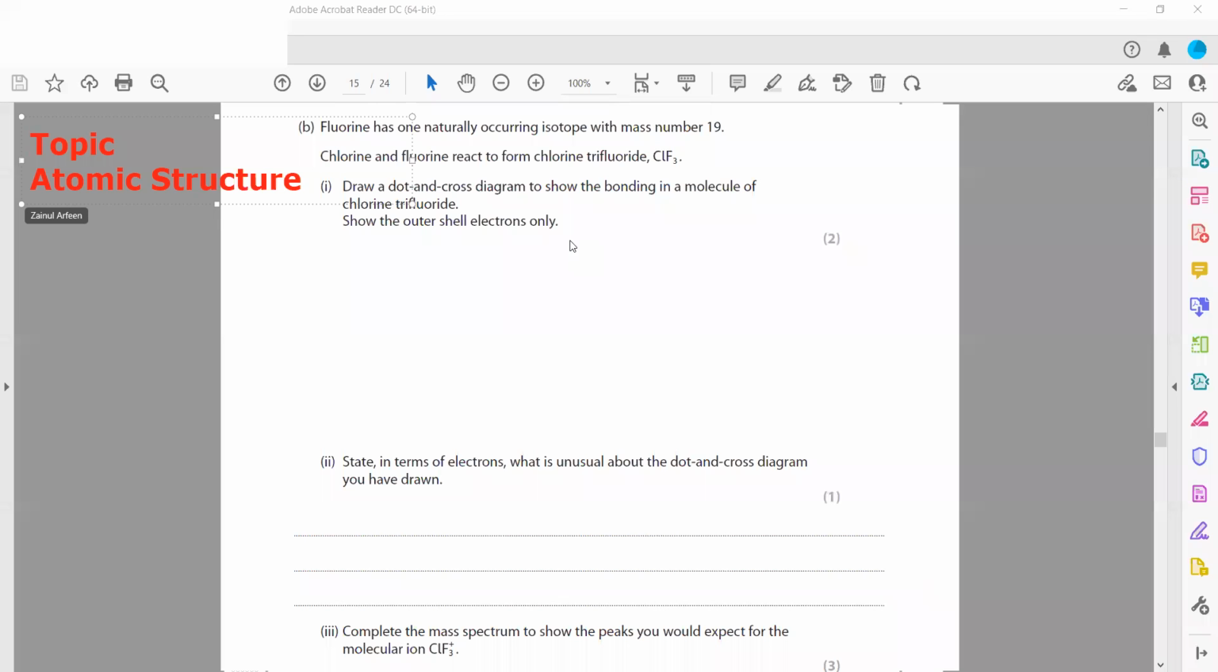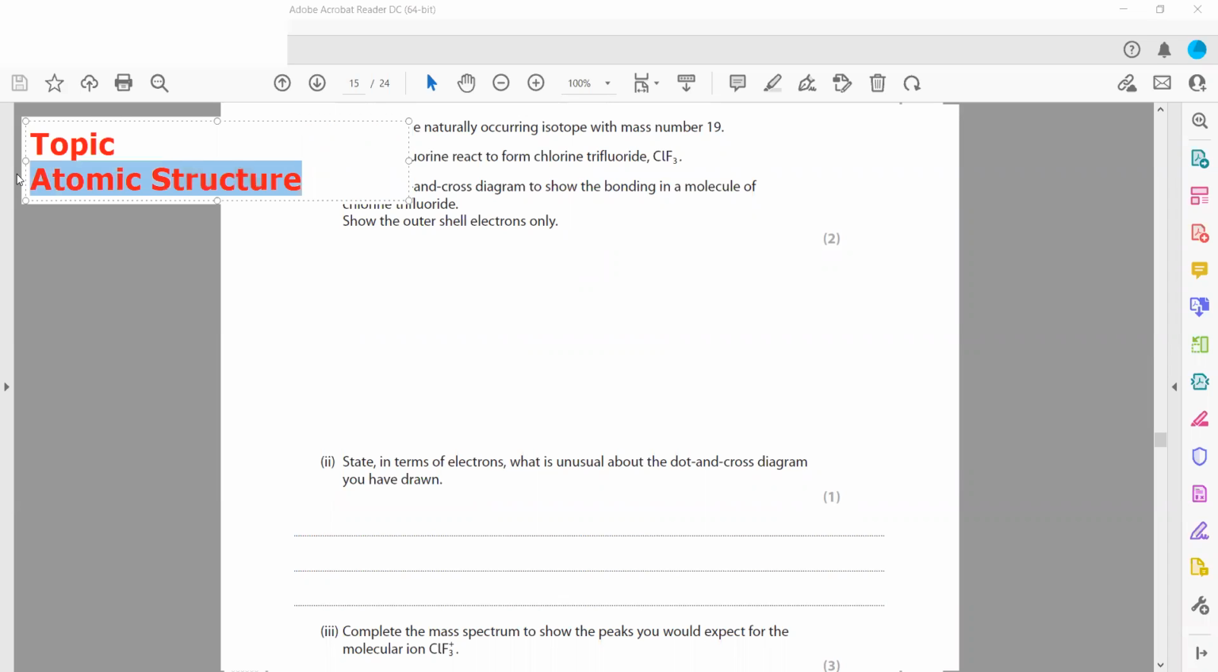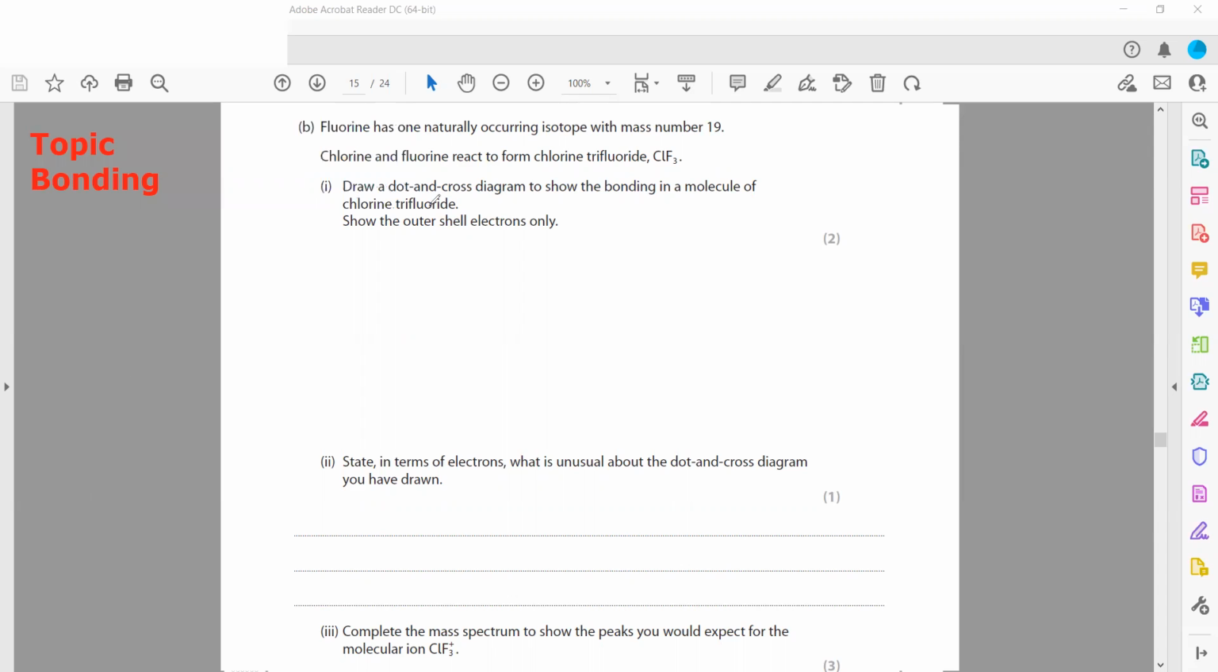Fluorine has one naturally occurring isotope with a mass of 19. Chlorine and fluorine react to form a trifluoride, chlorine trifluoride. Draw a dot and cross diagram to show the bonding in the molecule. So this question is related to bonding. We have to represent the structure of chlorine trifluoride.